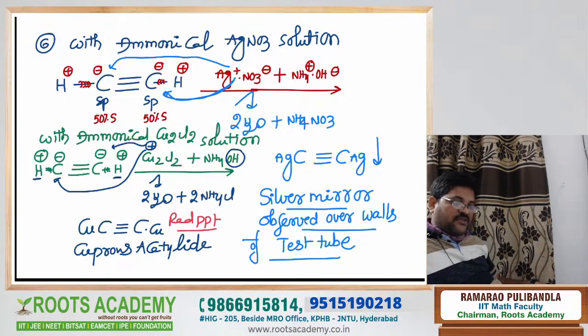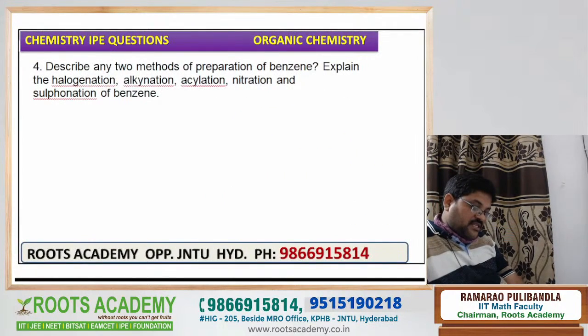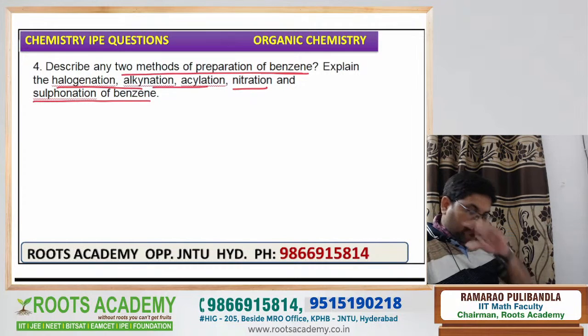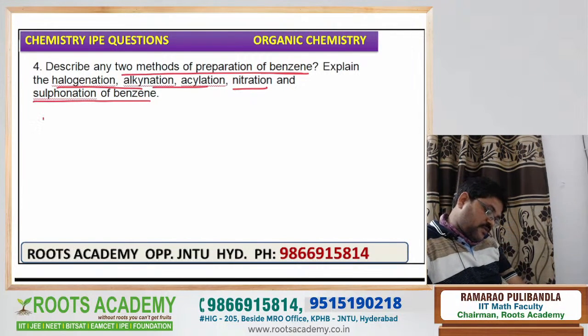Understood? Already these are previous questions, the questions posted by the Groups Academy. Describe any 2 methods of preparation of benzene. Explain the halogenation, alkylation, acylation, nitration, sulfonation of benzene. Yes, first we go for the 2 methods of preparation. First method: from acetylene gas.